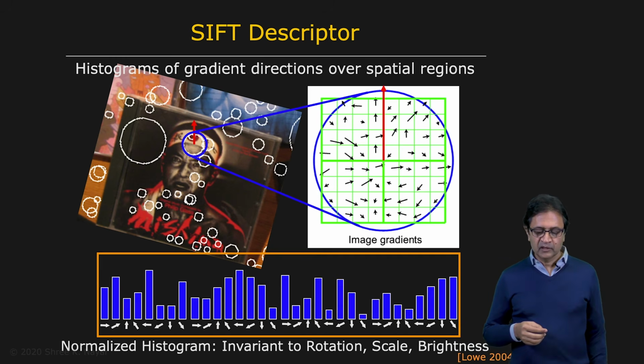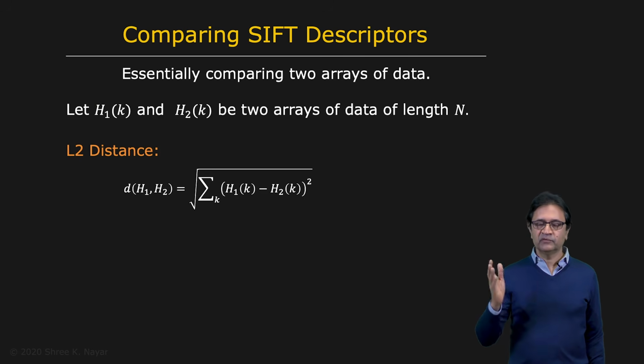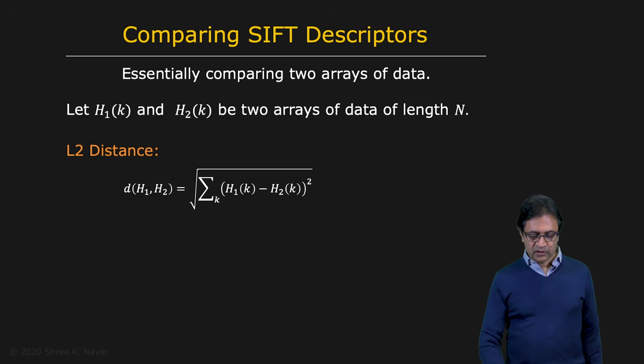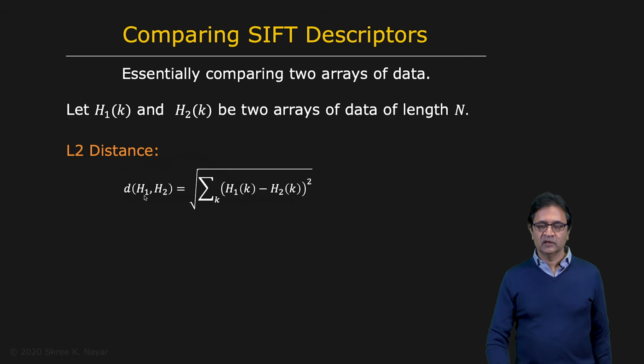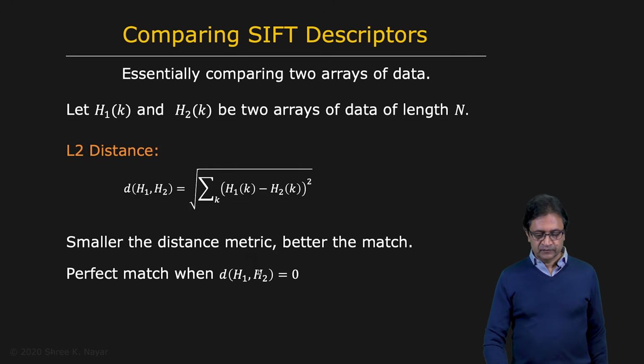So how do we compare two SIFT descriptors? That's very easy. We can use a few different metrics for this. One simple one would be the L2 distance between two histograms. So this is the first histogram, the second one, you subtract them bin for bin, square them up, add them up, that would be the L2 distance. And of course, if it is 0, then you have a perfect match.